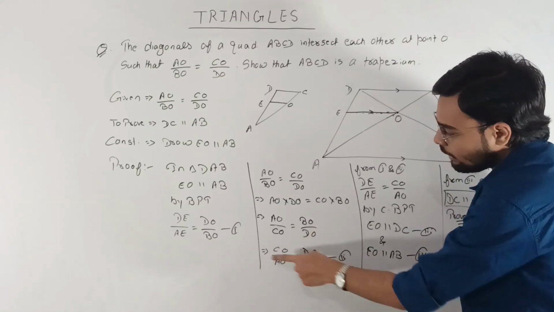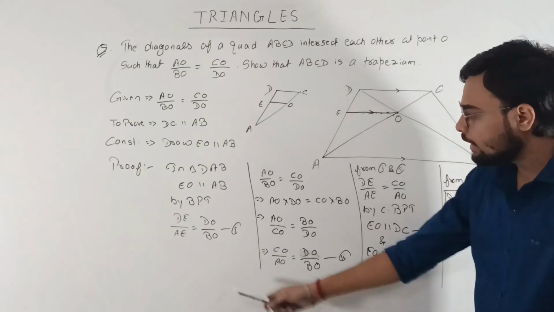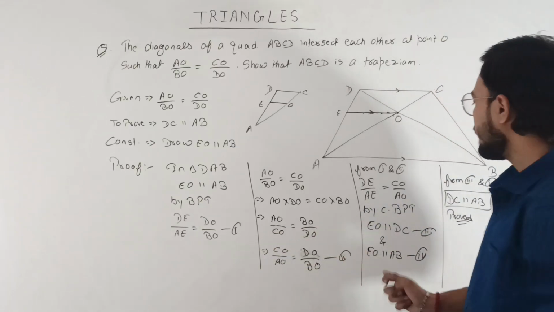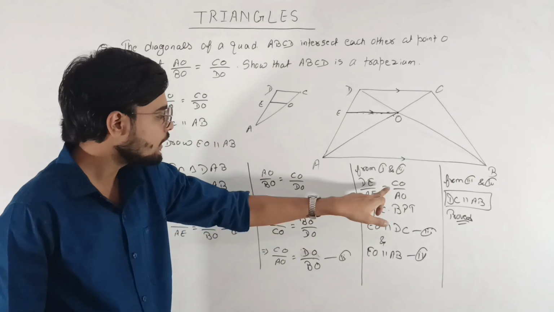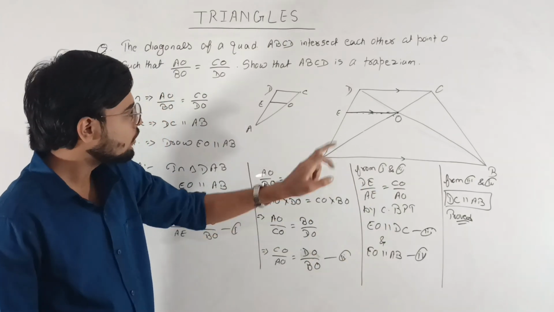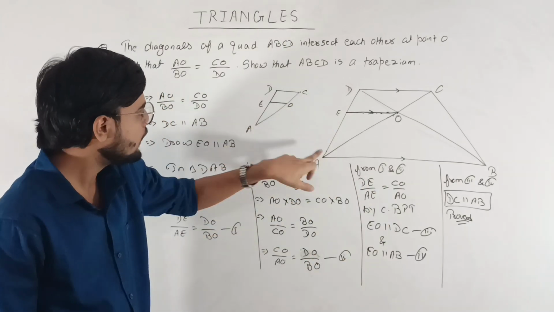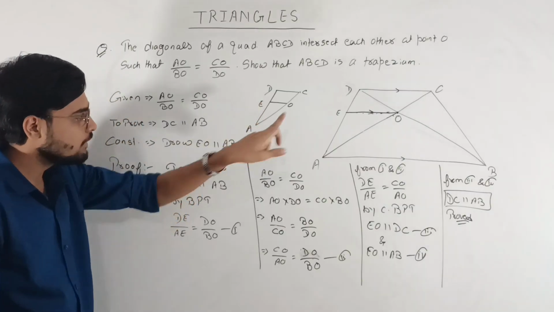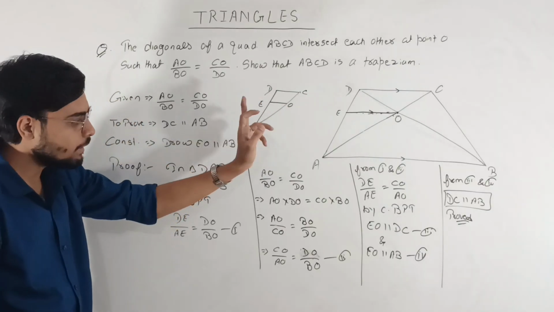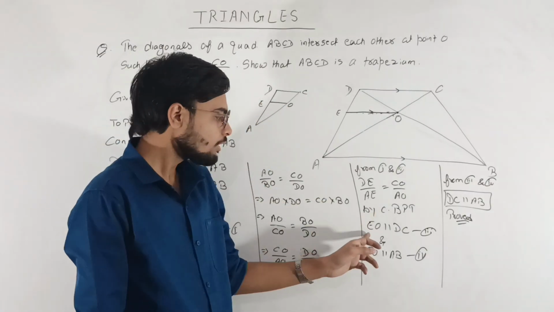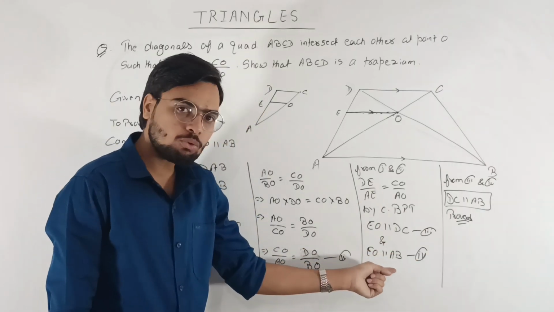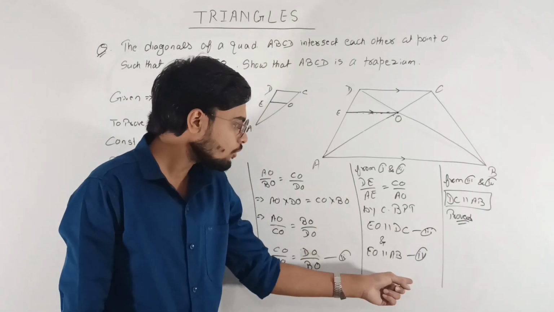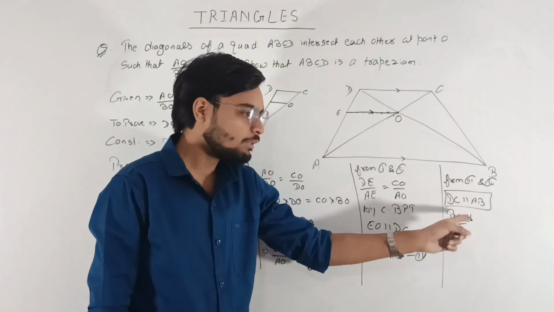Now from first and second, look, RHS are equal, then LHS are also equal. So I write here from 1 and 2, DE upon AE is equal to CO upon AO. DE, AE, CO and AO are in triangle DCA. Then by converse of BPT, I write EO is parallel to DC. This is my equation third. And EO is also parallel to AB. Then from third and fourth, DC is parallel to AB.